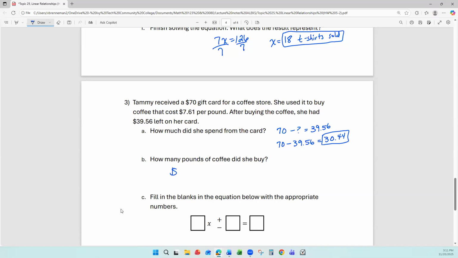And so if she spent 30.44 at a rate of 7.61 per pound, then with dollar amounts, we don't want to multiply dollar amounts together, we want to divide them. So we're going to take that 30.44, divided at 7.61 for each pound. So how many 7.61s is that? And that would come out to 8 pounds.